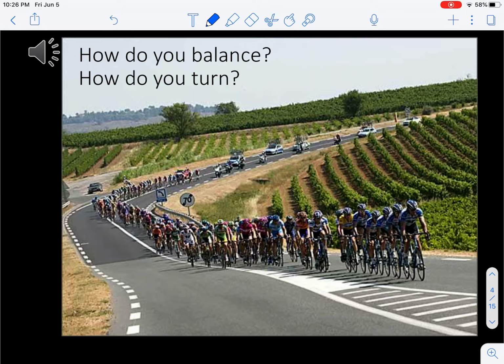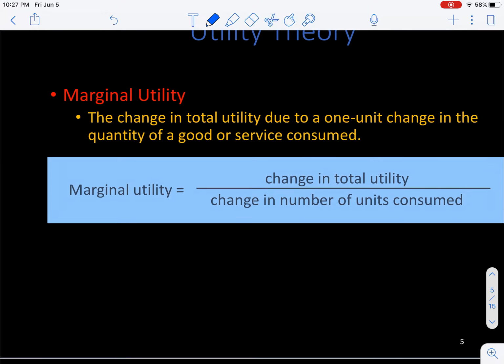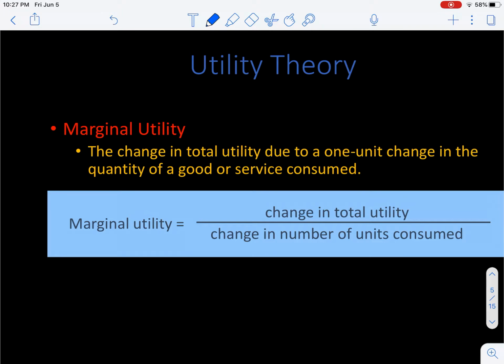It's the same thing with consumer choice. We all make these decisions all the time. What we're going to try to do in the course of this video, or we might divide it into two videos, is come up with a theory to describe what is going on when we ride the bike. That's our goal.